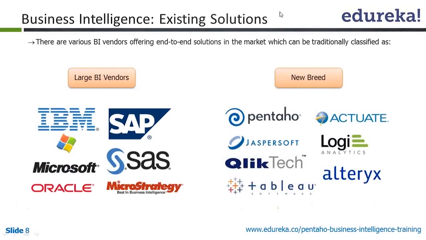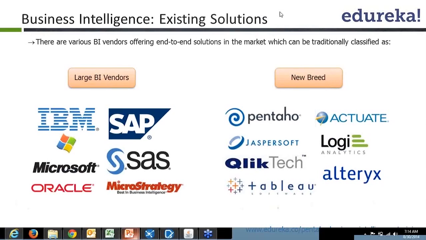So here we can see what the existing solutions are that are available in the market for an end-to-end solution for BI. So we have some large BI vendors like IBM, we have heard of SAP BI, SAS BI. These are the big vendors, and of course the cost associated with them is very high.